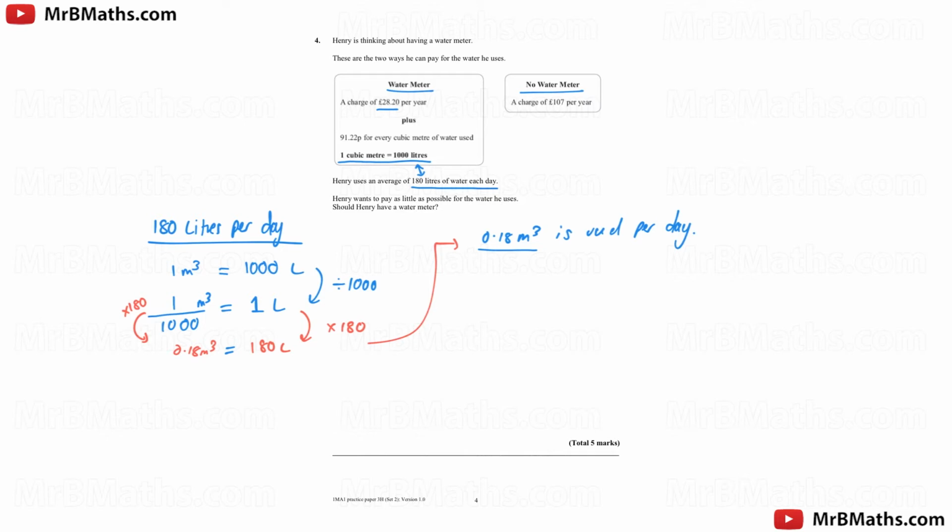Now it says here that he gets charged 91.22p. So what I would like to do is find out how much he uses in a year. So what I'm going to do is just write year like this, then do 0.18 times 365 days, which will give me 65.7, okay, of water, cubic meters of water used in a year.